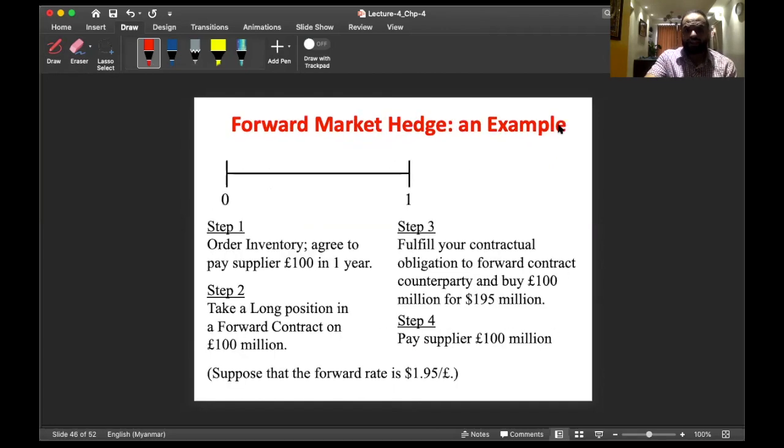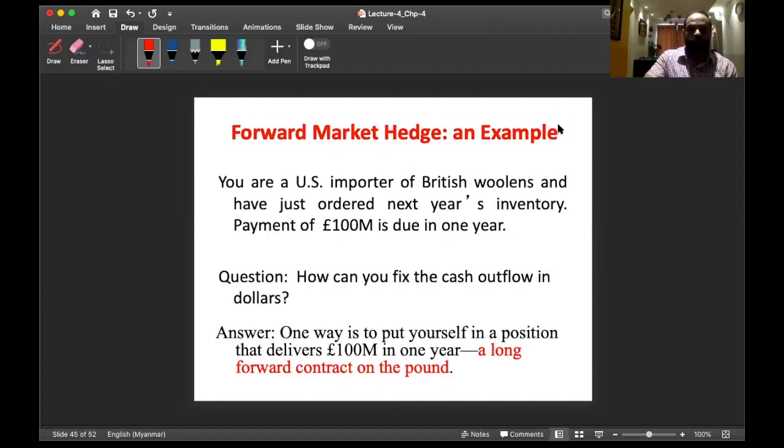Here is hedging, that I explained to you in the beginning. So here is a question. You are a US importer of British woolens and have just ordered next year's inventory. Payments of 100 million pounds are due in 1 year. So in 1 year, you're going to pay 100 million pounds. If you do not enter a contract, whatever spot price is available after 1 year, you use that price to make the payment. Price could be high or price could be low. If price is low, you're going to make a profit because you are a buyer. If price goes up, you have to pay more, right?